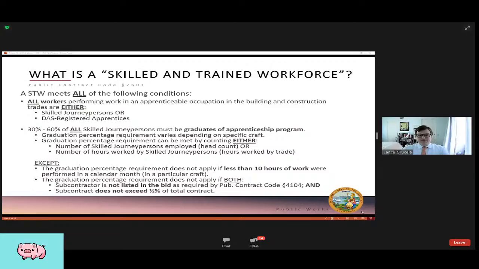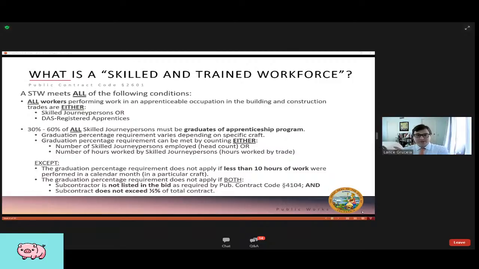On top of that, there's this graduation percentage requirement, and this is what most folks seem to be struggling with. It's a little nuanced, but the bottom line is that between 30 and 60% of all of the skilled journey persons in the apprenticeable crafts that are employed on the project have to be graduates of an apprenticeship program. I'm going to say that again, because this is actually what it says. Some people can't believe it. This is the rule: 30 to 60%, depending on the trade, and we'll get into that in a few minutes, of all of the skilled journey persons.